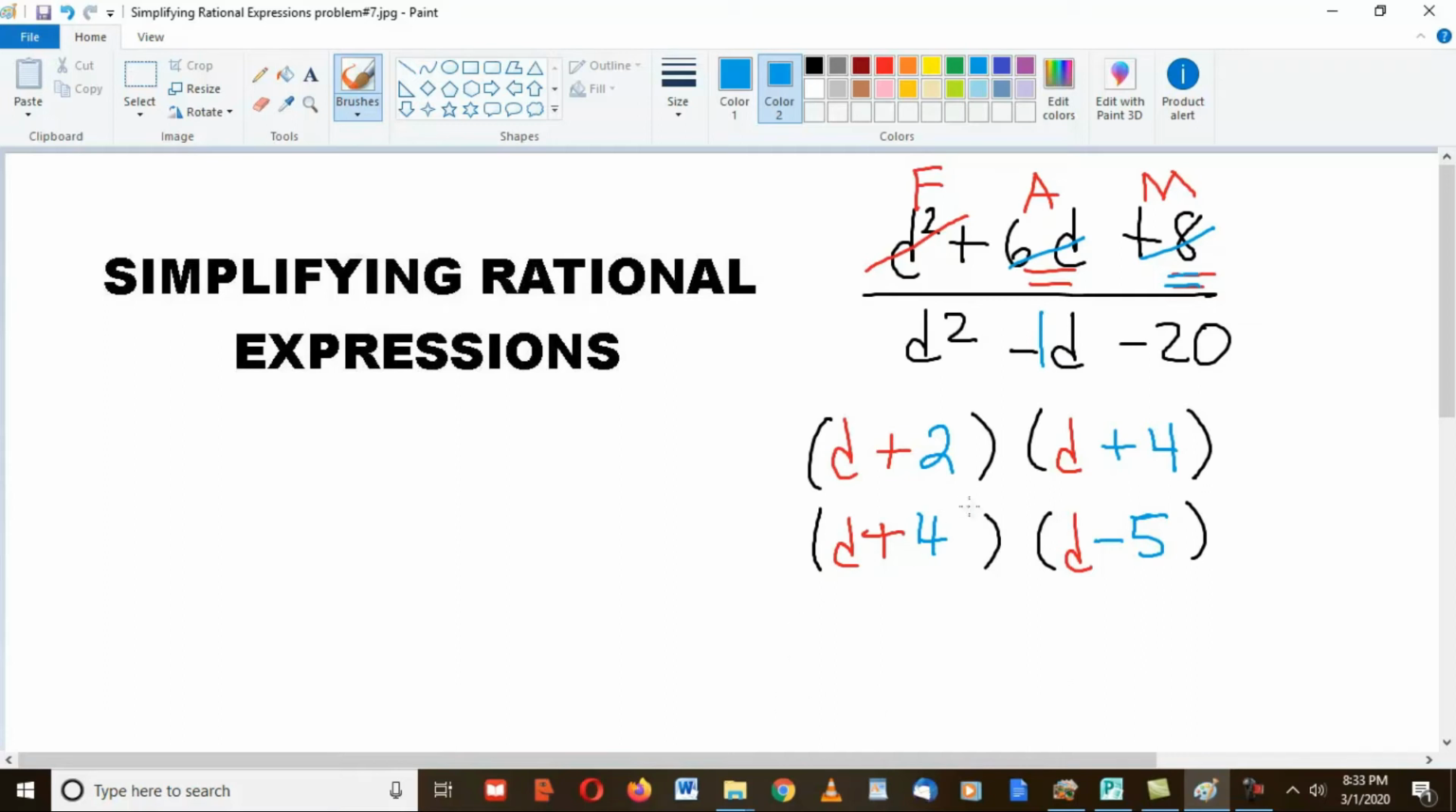Now at this point we're ready to finish our problem, so we're going to cross out our duplicates here. We have the d plus 4, those can go. And what do we have left? In the numerator we have d plus 2, and in our denominator we have d minus 5. So if you got that, give yourself a round of applause.